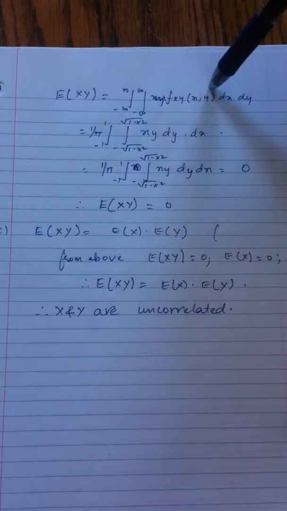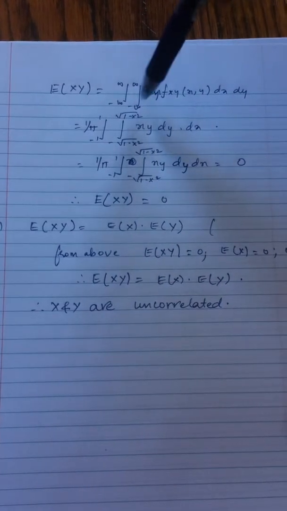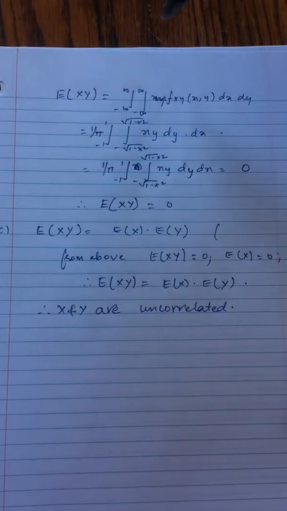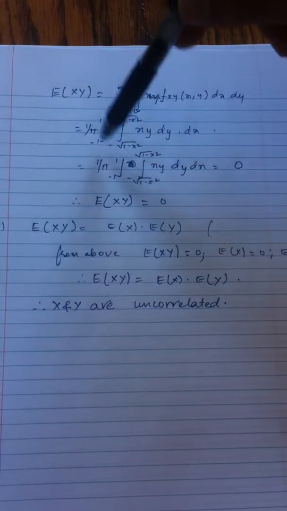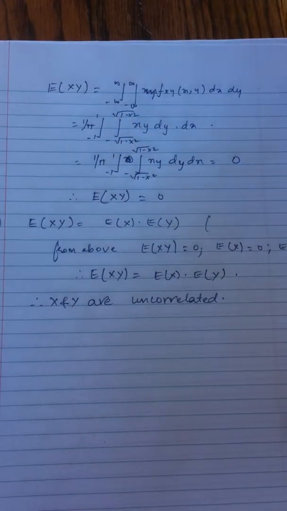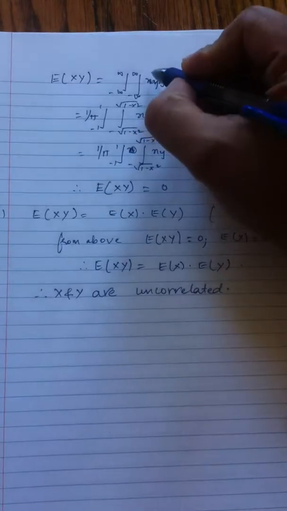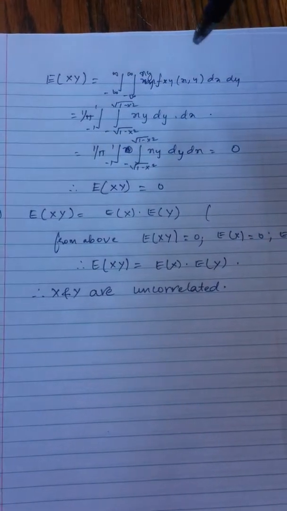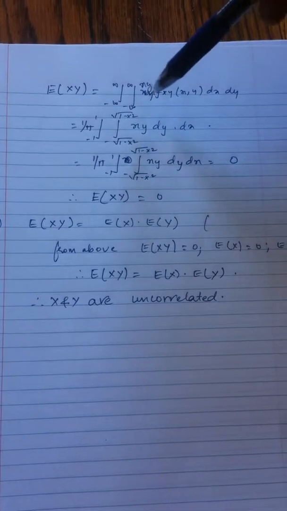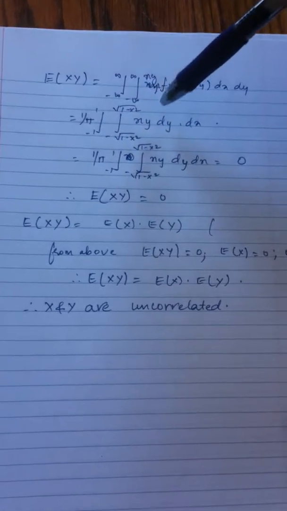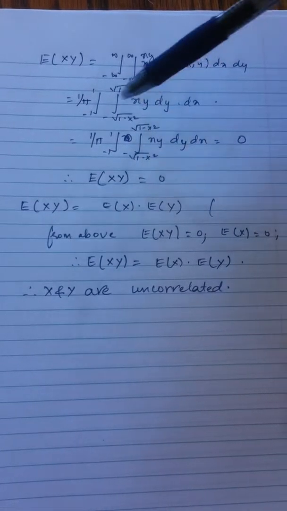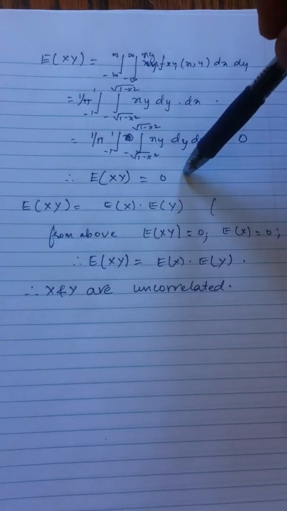Now for E of XY, we again integrate xy times f_XY(x, y) dx dy with limits minus infinity to plus infinity. That is xy dy dx, with y from minus root of 1 minus x squared to root of 1 minus x squared and x from minus 1 to 1, times 1 over pi. First we integrate with respect to y, but we know that this will be an odd function. So E of XY will also be equal to 0.